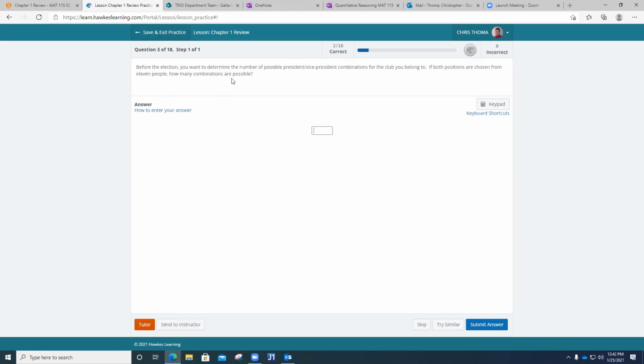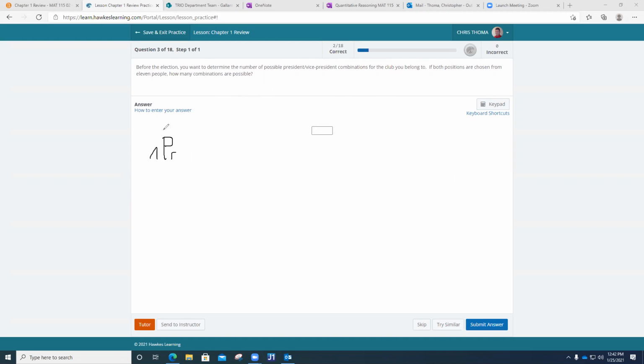All right, so before the election, you want to determine the number of possible president, vice president combinations that the club's members could form. If both positions are chosen from 11 people, how many combinations are possible? So the way I would do this one is, even though we haven't talked about it yet, there is a key on your calculator that is an NPR. And we'll learn a lot more about this in probability. And that's why I picked this problem, not realizing we haven't talked about this yet.